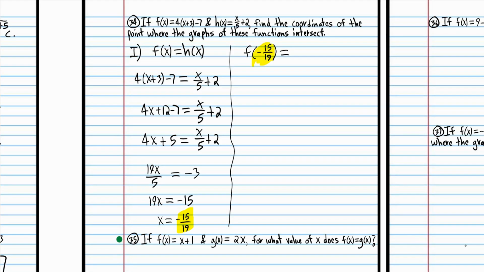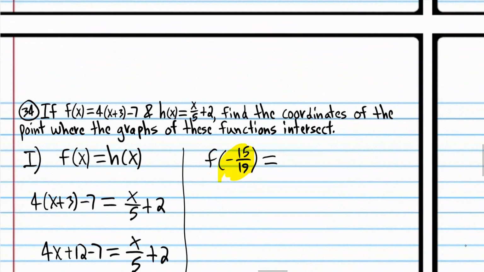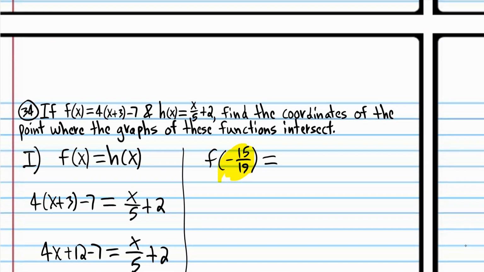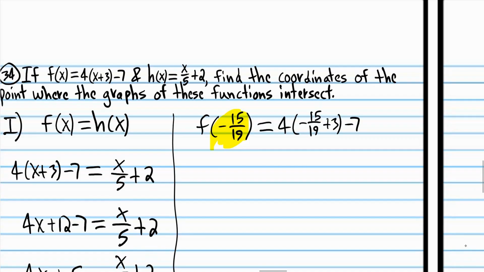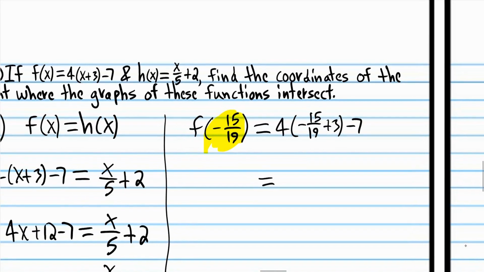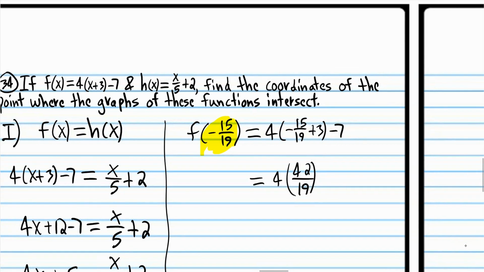And I'm going to plug that into f. And we just have to simplify. So looks like we're going to get 42 over 19 if we add 3 to negative 15 over 19.